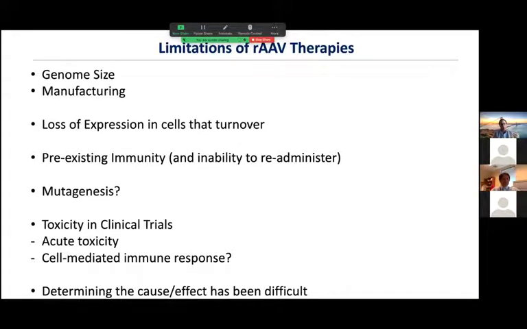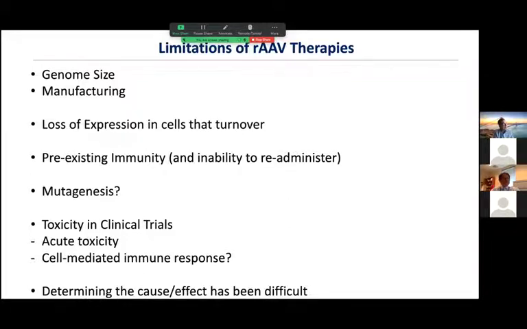There are many different platforms now for manufacturing, and there are a lot of things that are unclear yet about whether manufacturing, let's say, in baculovirus insect cells versus mammalian cells results in equivalent outcomes. The purification after the production varies from place to place, and again, how this affects transduction and safety is still unclear. As I mentioned, AAV is episomal, so when the cells turn over, you'll lose the expression.